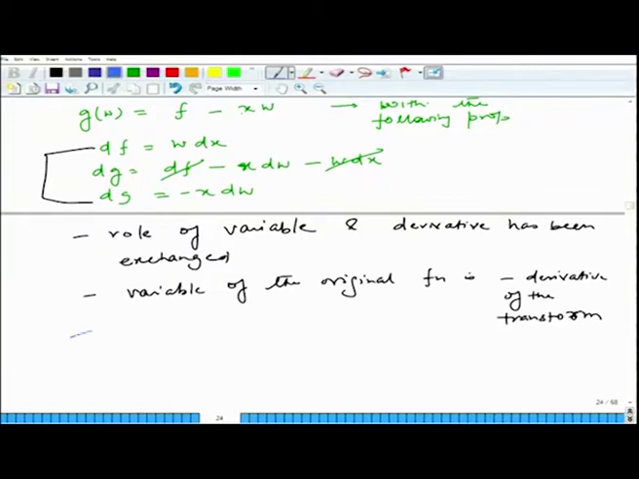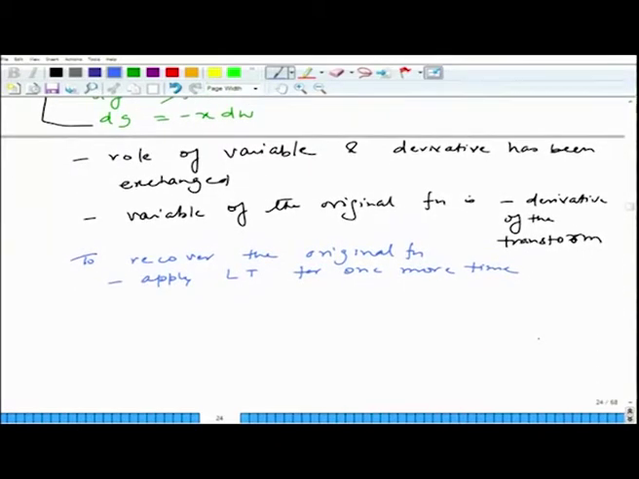Okay. Now, in order to recover the original function, what we do is we simply apply the Legendre transformation one more time. So, to recover the original function, apply the Legendre transformation one more time, okay. So, dg is minus x dw. All right.